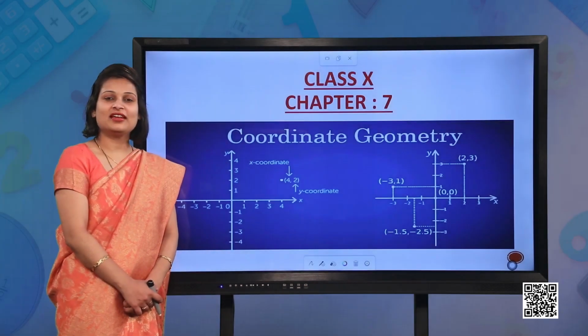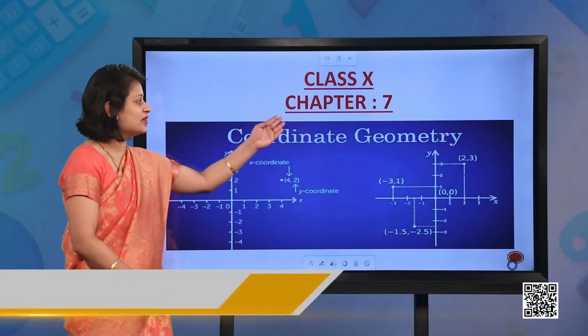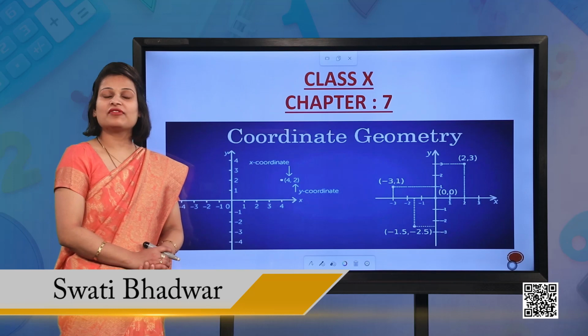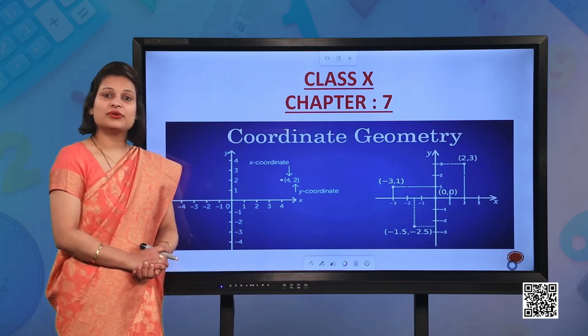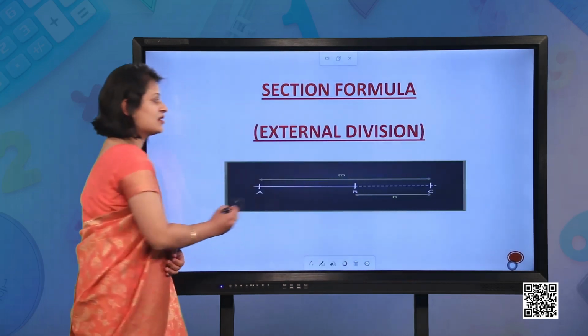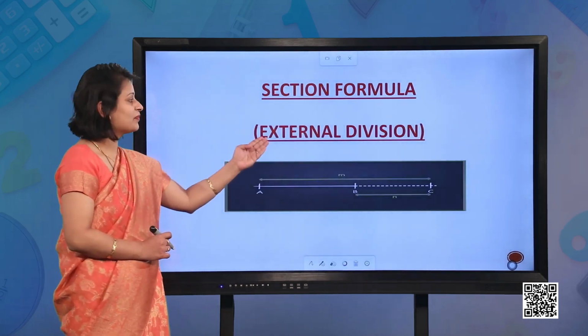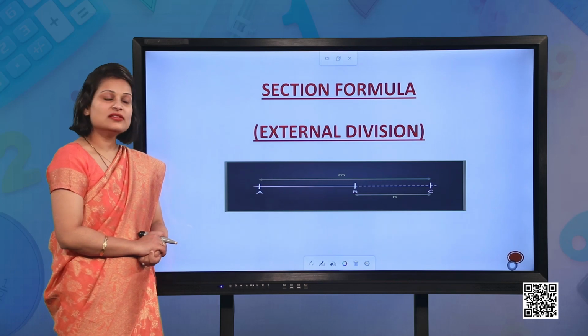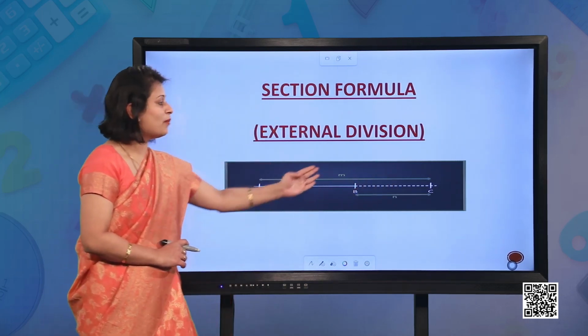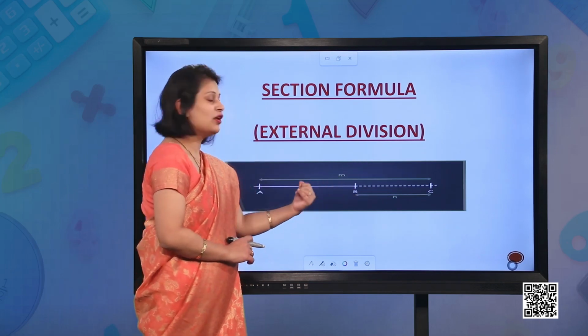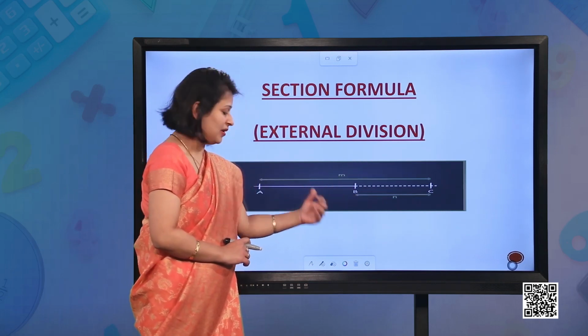Hello students. In the previous session of chapter 7, coordinate geometry, we discussed the section formula for internal division. Today we are going to discuss the section formula for external division. This means the point C will divide the line segment AB from outside. This point will not lie on the line segment AB.